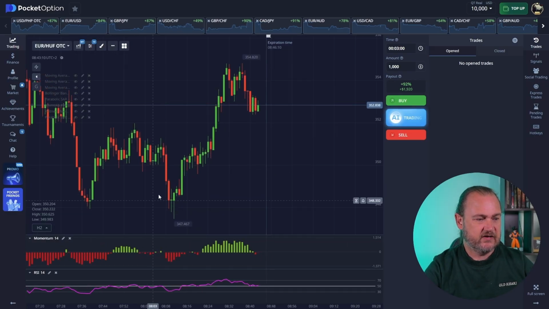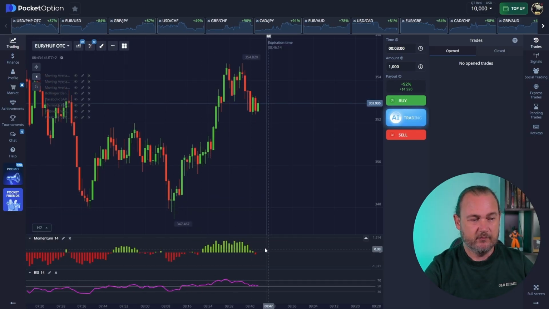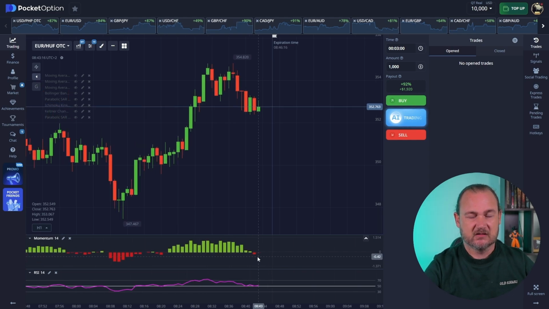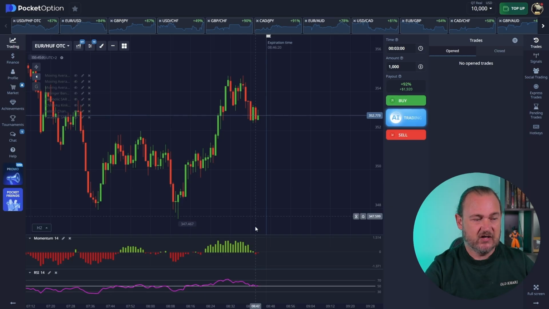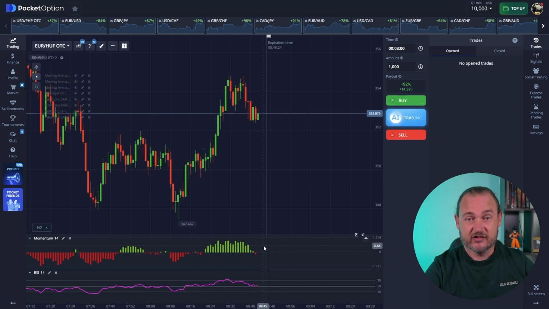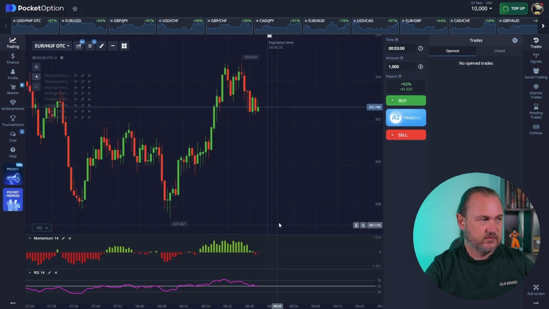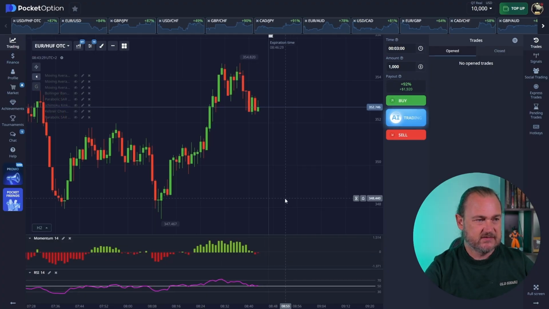Here we go. We have an upwards move. RSI is above the 50 line. It's been testing. We have bearish momentum currently on the momentum indicator. So what we want to see now is price start moving upwards, RSI lifting, and we want to see the momentum indicator turn green. We're going to sit on this for a minute and see what happens.